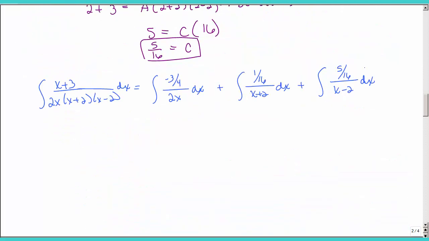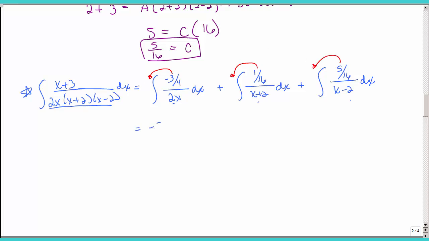So here's my original integral with its factored denominator. It's now equal to these three integrals. And yes, I know that those constants look weird. I just wanted to tell you that's where you can put them. But of course, we know we can put those outside our integral signs.